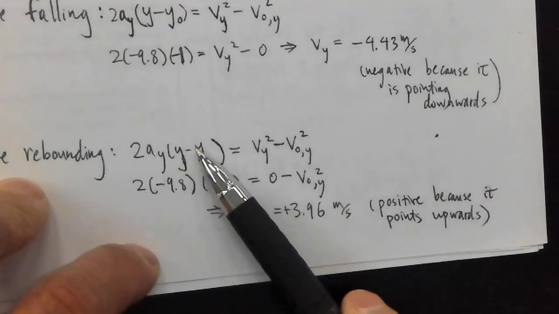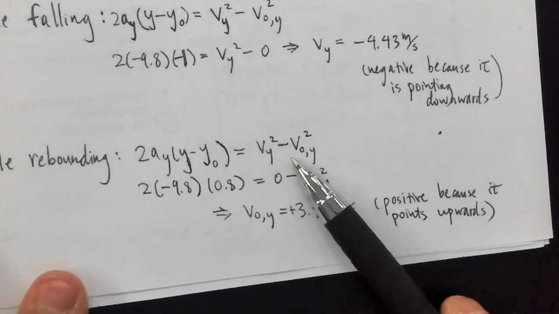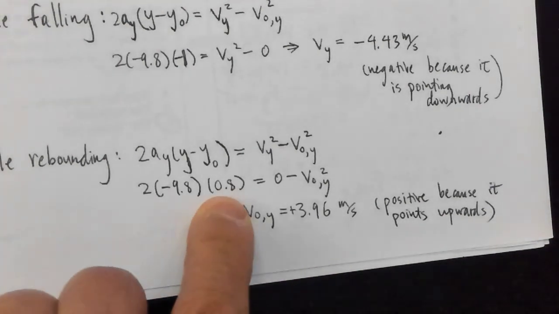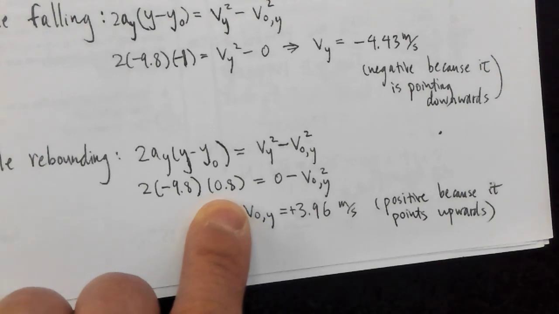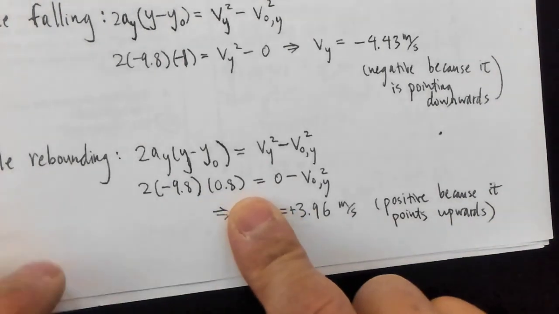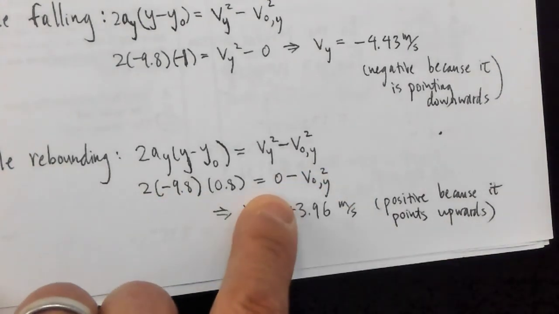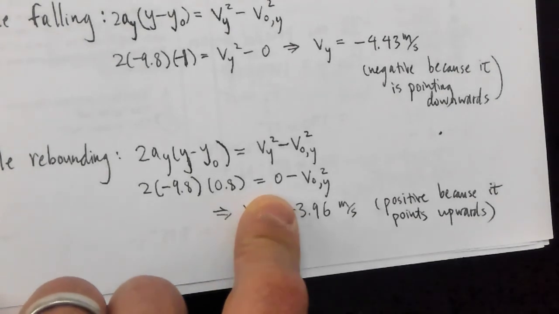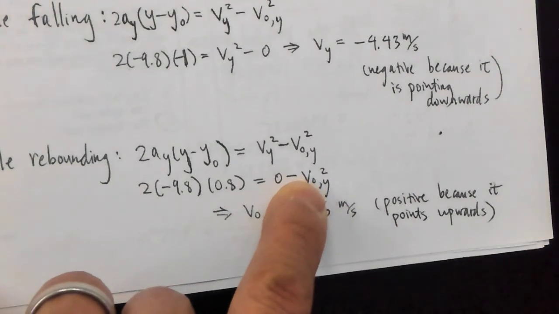2ay times (y minus y0) is equal to vy squared minus v0y squared. Okay. In this case, it rebounds and it comes up a distance of 0.8 meters. Questions about that? Because it starts from the ground and it comes up to 0.8 meters, so that's why y minus y0 is 0.8 meters, and ay is still negative 9.8. The final velocity will be 0 because that's the maximum height it gets to. It's instantaneously at rest. The initial velocity is the thing we want to know. How fast was it going just as it bounced off the ground?